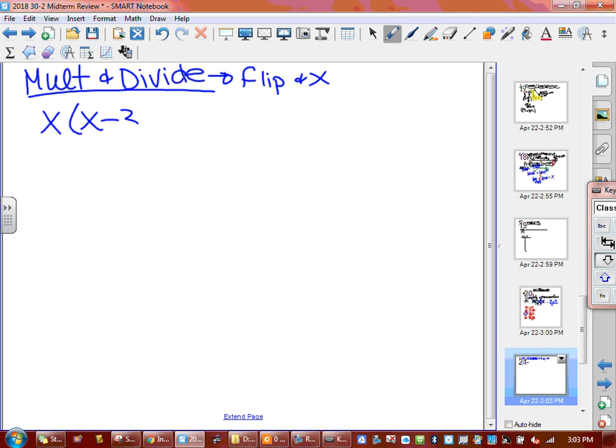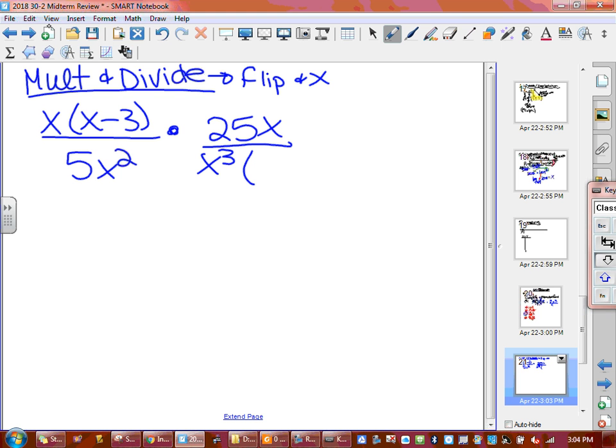x over x minus 3 over 5x squared times 25x over x cubed and 3 minus x. A good one. It's got that reverse. Okay, so we see a multiply sign between them. First thing we check is if everything is factored. I see some brackets, lovely. It looks like it's factored. Yes, it is. But if you look in the brackets, do the brackets match? Brackets don't match, they're backwards.